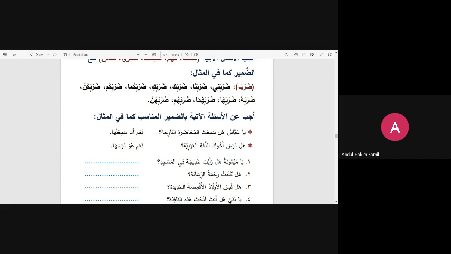Okay, I'm going to read the examples, and then we're going to start from number 1. Look at the first one. It says, يا عباس، هل سمعت المحاضرة البارحة؟ نعم أنا سمعتها. That's the answer. هل درس أخوك اللغة العربية؟ نعم هو درسها.